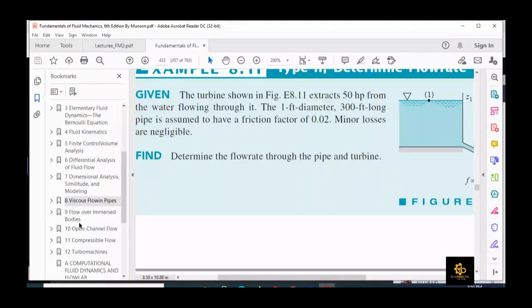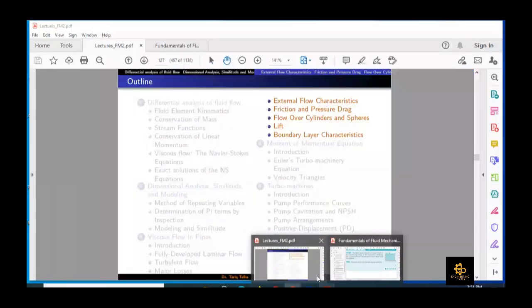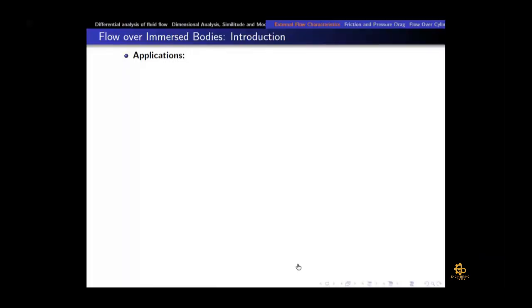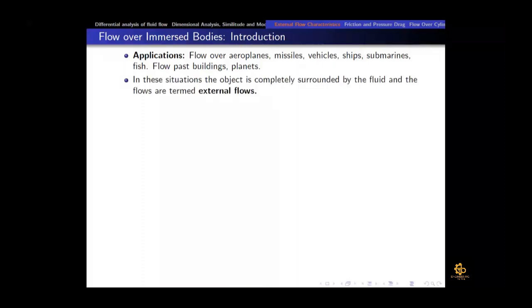Can anyone give me an example of flows that come under external flow? As Hassan Mustafa, I think your name is, has rightly pointed out, flow over aeroplanes, missiles, vehicles, ships, submarines, fish, flow past buildings, planets. All these come under the category of external flows, or flow over an immersed body, right? In these situations, the object is completely surrounded by the fluid, and as I have pointed out earlier, these flows are termed external flows.